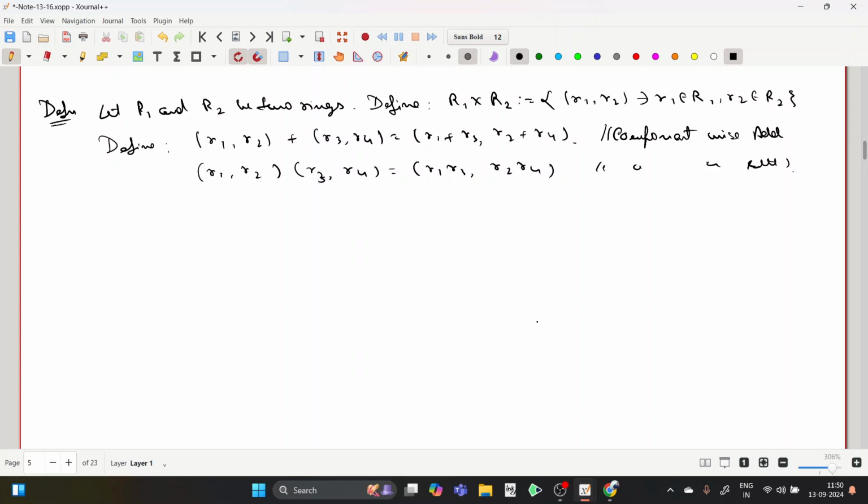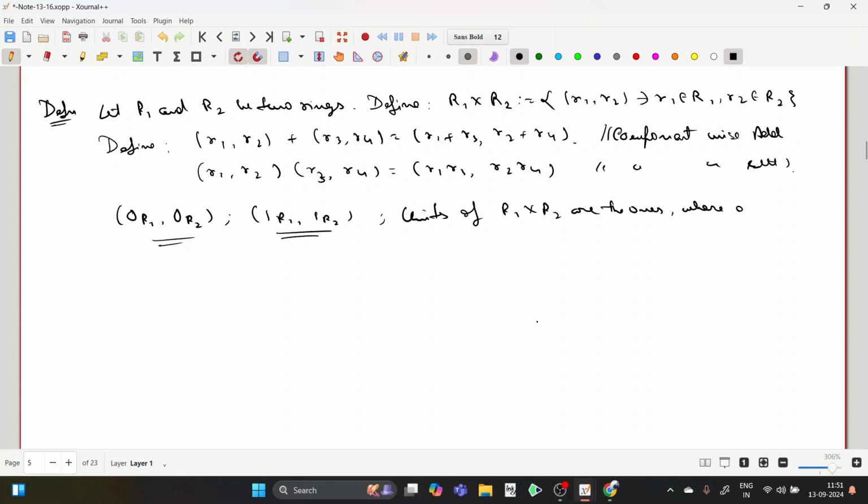Now, the respective units can usually be followed exactly from the definition itself. So, (0, 0) must be the additive identity, not the units, the additive identity, and (1, 1) must be the multiplicative identity. In fact, the units of R1 plus R2 are the ones where each component, or each coordinate, is a unit.